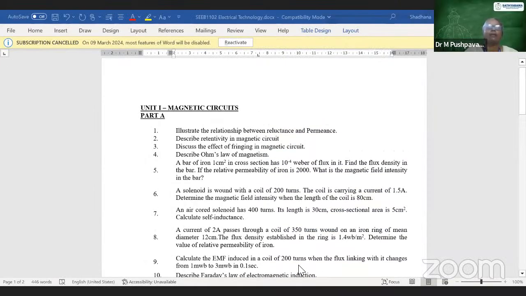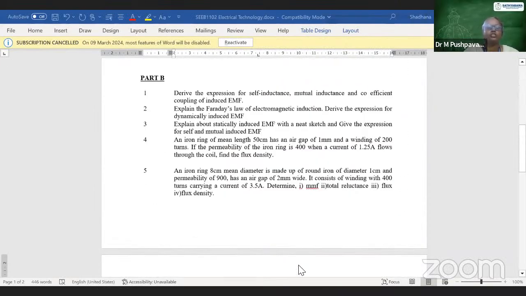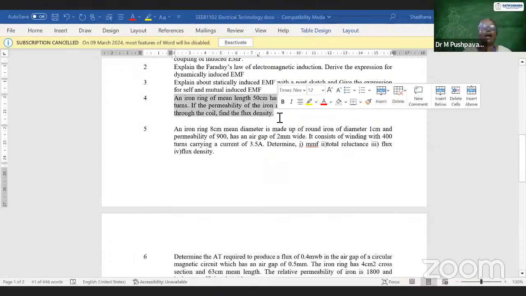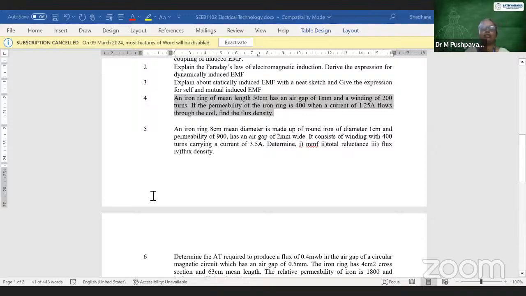Okay, students, I hope you have been seeing the questions. Now kindly take down this particular question. An iron ring of mean length 50 centimeter has an air gap of 1 mm. I have highlighted it there now.